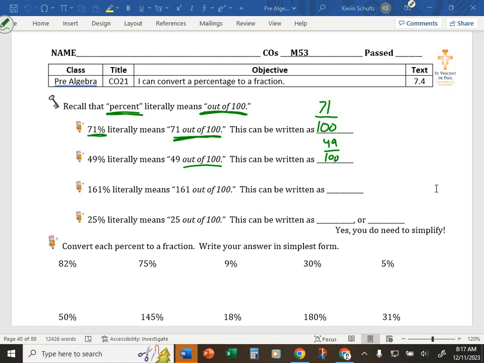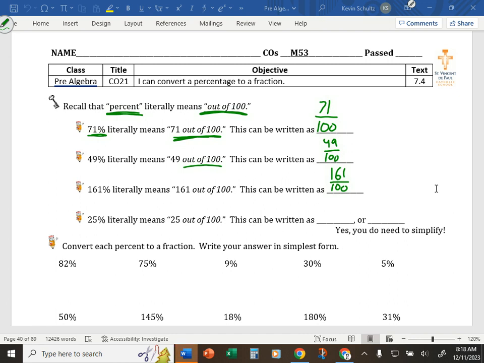161% means 161 out of 100. The fact that it's bigger than 100, don't let that throw you. Follow the procedure, follow the process. What will this be as a fraction? 161 over 100, right? It makes sense it's an improper fraction because 161% is greater than 100%. It's greater than one whole.